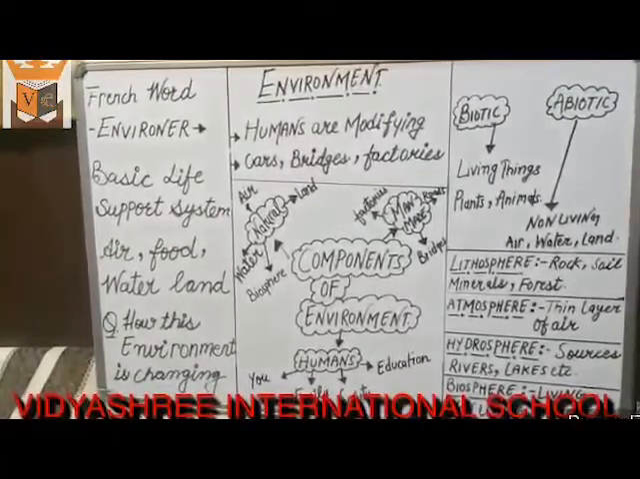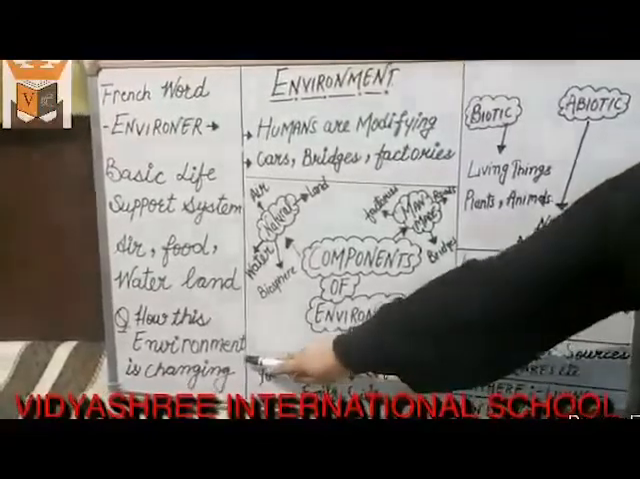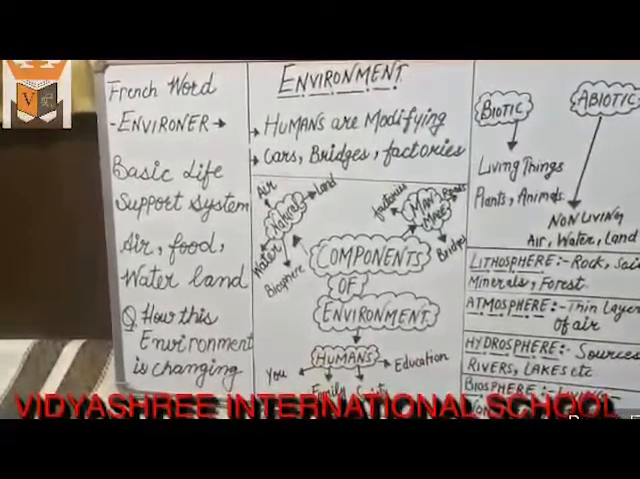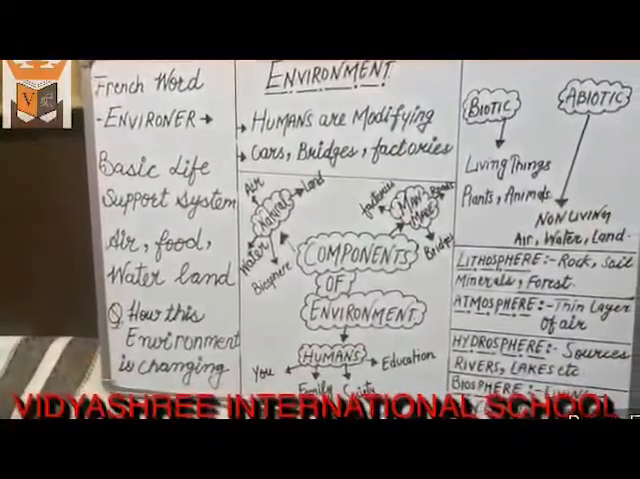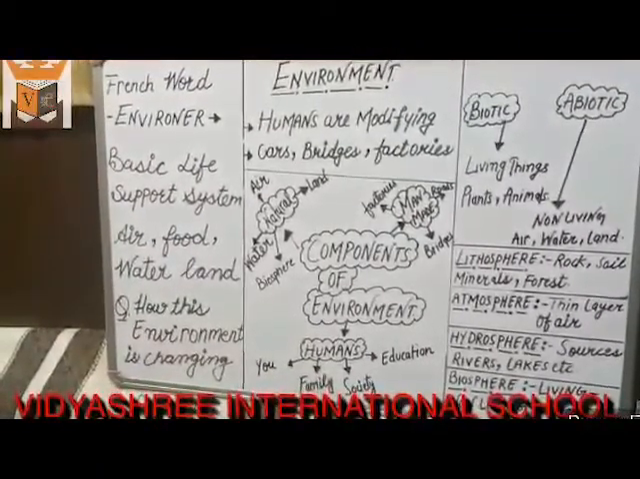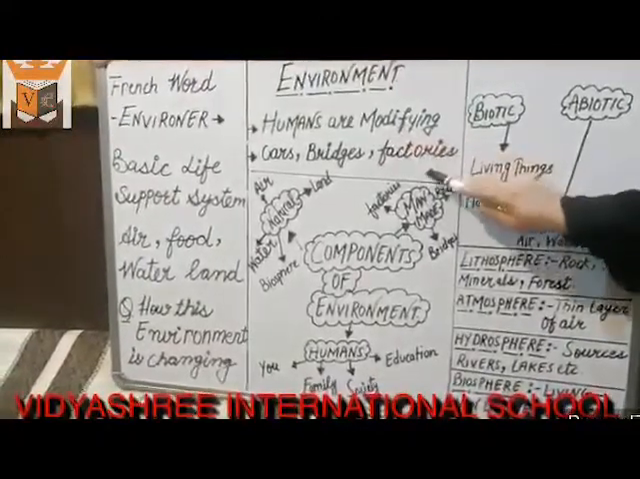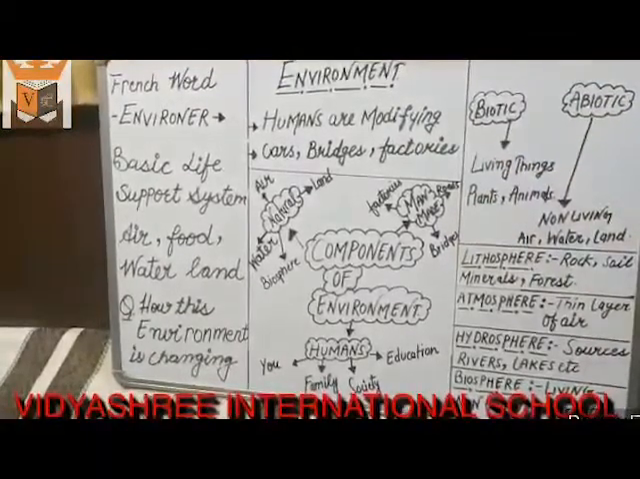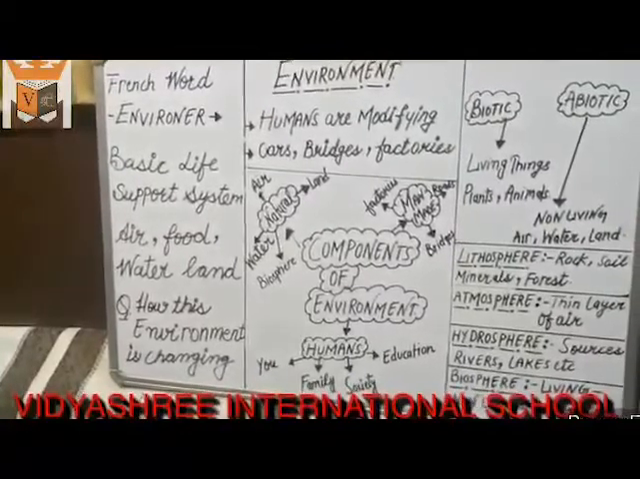So the next question that comes after that is, how is this environment changing? Yes, indeed, environment is changing because of our growing needs, which are increasing day by day. Humans are modifying this natural environment according to their needs to live a more comfortable life. They made cars, bridges, factories, buildings and modified this natural environment.